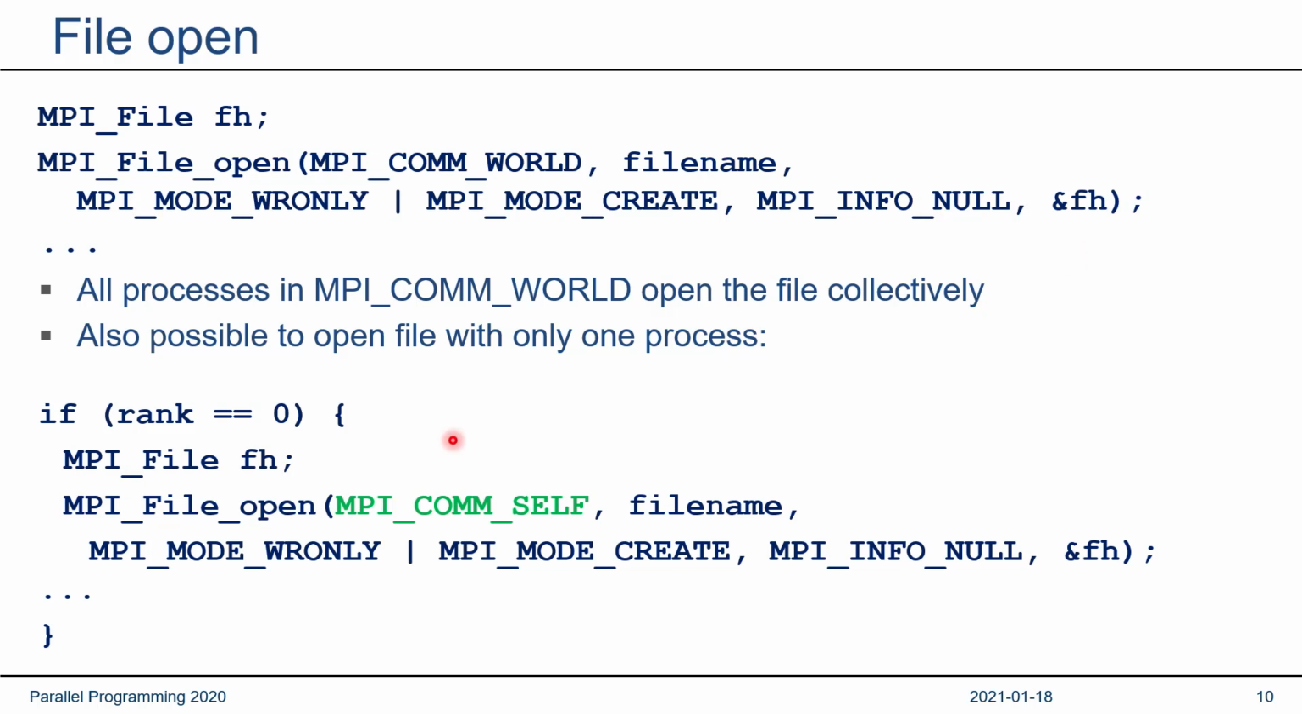As I said, if you want to open a file with a single process only, the order of events and the flags are the same, except the communicator, which has to be MPI_COMM_SELF. And of course, if you have communicators that comprise only a part of MPI_COMM_WORLD, you can also use them here. So the only rule is open has to be called by all processes in the communicator.